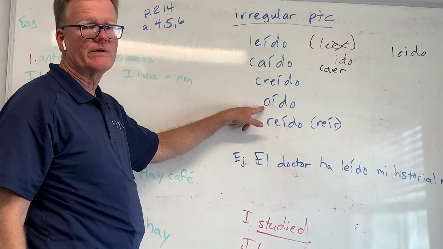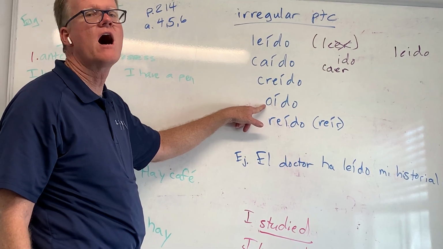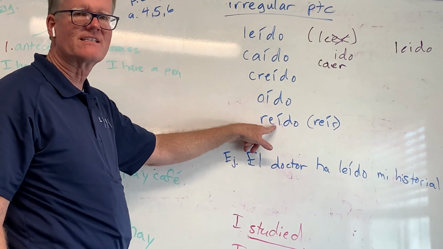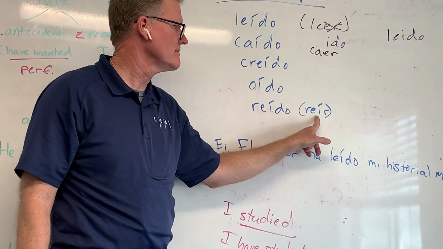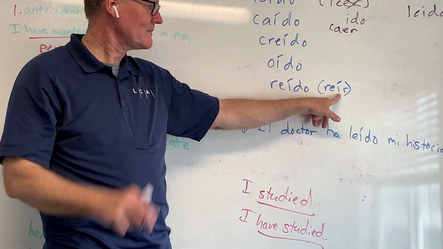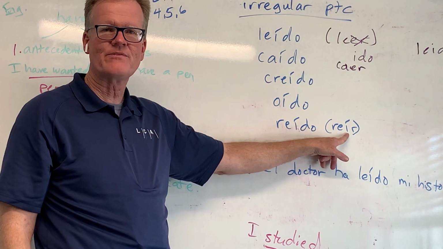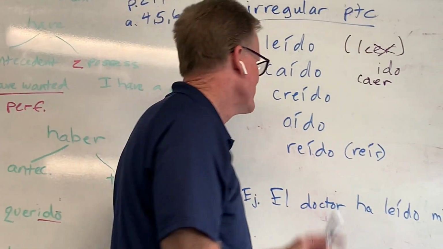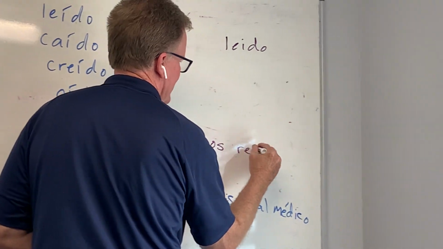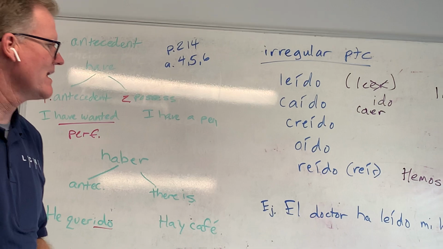Oído, the original verb is oír, so this is heard. He has heard. Él ha oído. And then this is a new verb for us. Reído comes from the verb reír. Notice that the original infinitive has an accent mark in it. Okay, that means to laugh. Reír. So if you want to say, we have laughed, hemos reído. There it is, hemos reído. Okay, that means we have laughed.